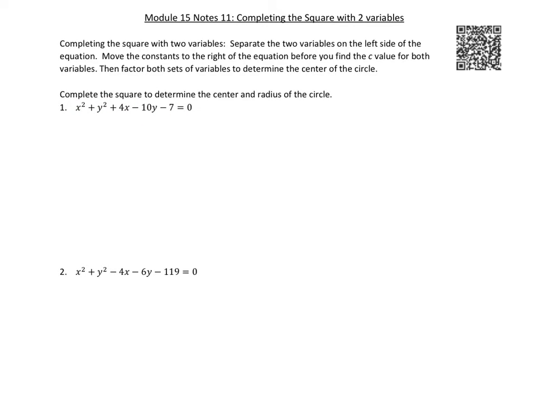So what's going to happen is that we need to separate the two variables on the left side of the equation. So that means I'm going to set it up like I did right now. I take the x's and I put them together. I take the y's and I put them together and leave a little space here because remember that's where that new c value is going to go. Then we need to move the constants to the right side of the equation. So my -7 I've got to move over. So that's going to become a +7 on the other side. And we need to do all that before we find out what those new c values are going to be.